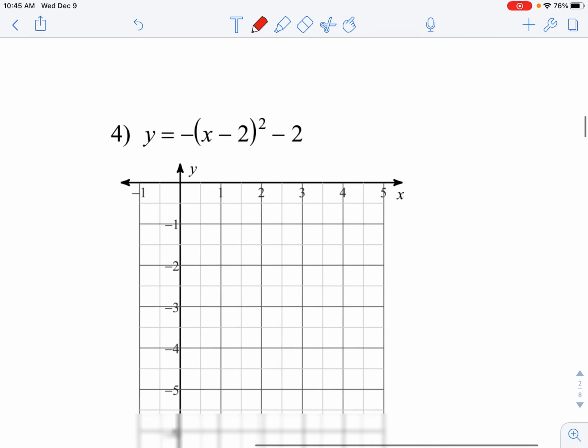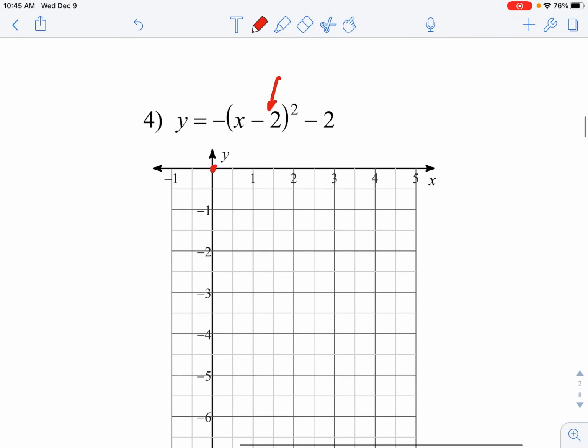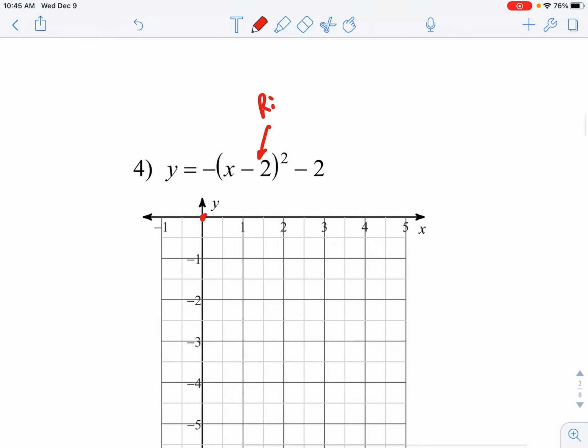Okay, number 4. So what we have here is this -2 is going to move our normal parabola, which originally starts at the origin, right 2 units. This -2 is going to move it down 2 units. And this negative sign here is going to flip it over. Again, that's called a vertical reflection or reflection over the x-axis. Flip is easy for me to write, so I'm going to write flip.